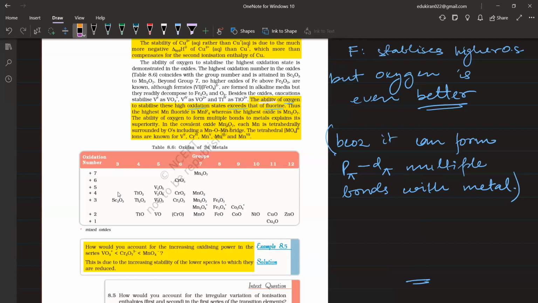ये सवाल देखिए. This question here, how would you account for the increasing oxidizing power of the series? ठीक है. Now this is kind of real. ये आप लोग समझ लीजिए. आंसर तो आपको यहाँ पे जो लिखा हुआ है वही लिख दीजिएगा, लेकिन ये खास में कुछ समझ नहीं आता है आंसर बच्चों को. This is due to the increasing stability of lower species to which they are reduced. What does that mean? किसी को नहीं पता. अभी पता चल जाएगा, बट लेकिन थोड़ा धैर्य रखिए.